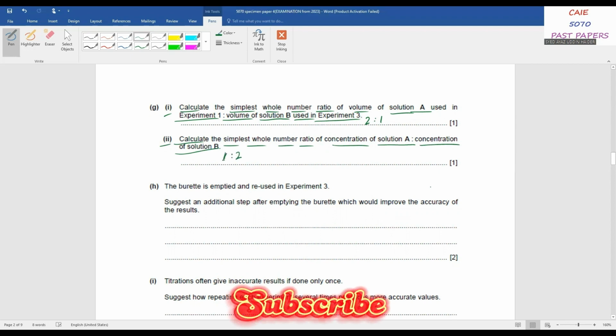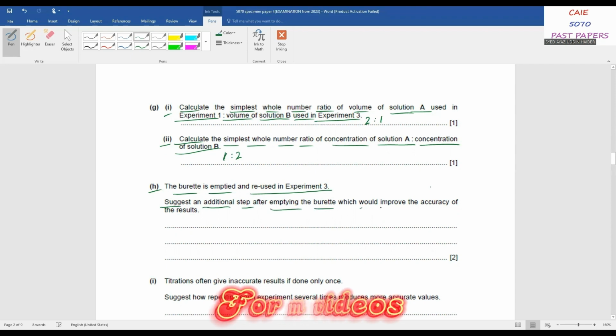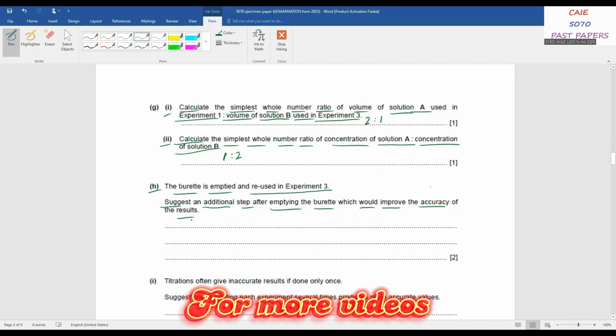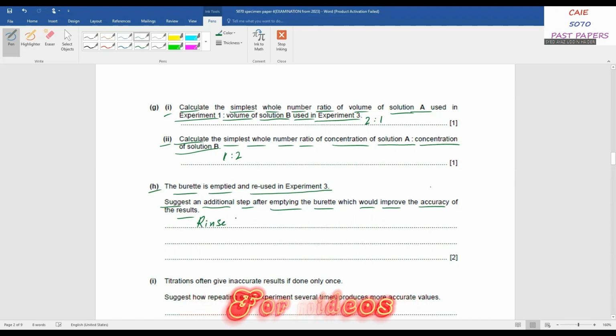1:2. H. The burette is emptied and reused in experiment 3. Suggest an additional step after emptying the burette which would improve the accuracy of the results. In order to get more accurate result, you will rinse burette with solution B.